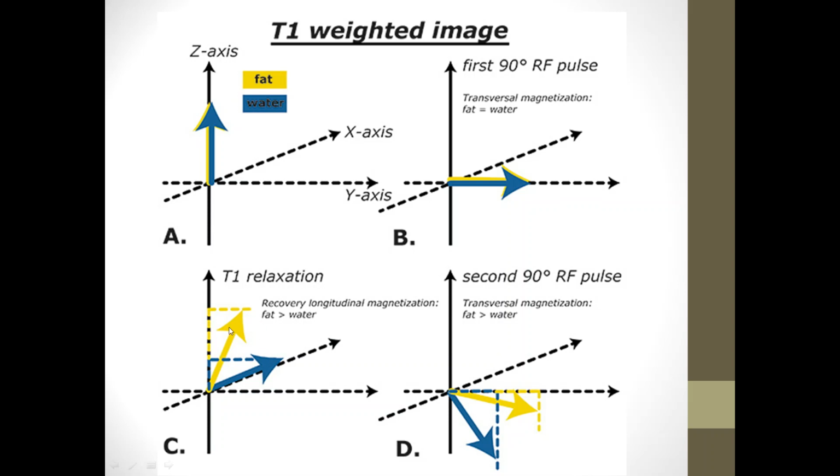The recovery of T1, or MZ, is higher in fat and lower in water. So fat gives a higher signal than water. The signal coming from fat will be represented by a bright signal because it's higher intensity, but the signal coming from water will be low intensity, which is dark. This is the sequence of the T1 weighted image. T1 means that we depend on imaging T1 relaxation.